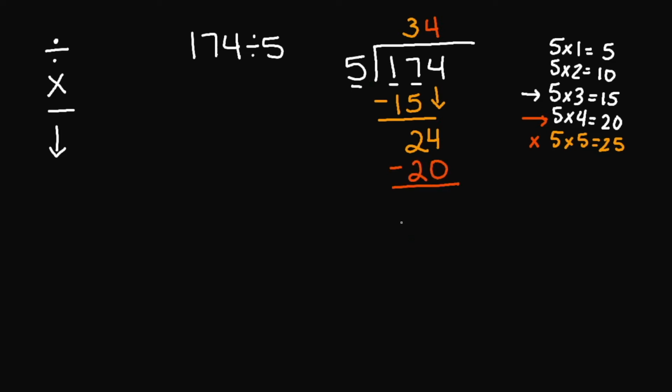Now I'm going to subtract. 4 minus 0 is 4. And then you have 2 minus 2, that's 0. Now we ask ourselves, 5 goes into 4 how many times? It doesn't go, so now I'm going to add my decimal and my 0. I'm going to add a decimal here. I'm going to add a 0 and bring down my 0.